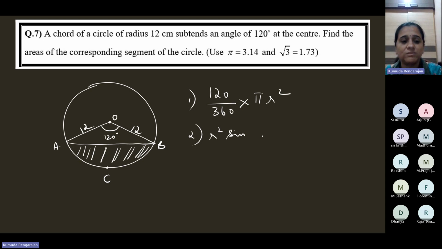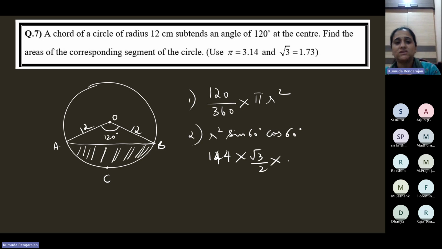Sine theta by 2, where theta by 2 is 120 by 2, which is 60 degrees. Cos theta by 2 is cos 60 degrees, 1 by 2. So r square is 12 square, 12 into 12, 144, into sine 60, root 3 by 2. So find this value. This will be the area of the triangle.